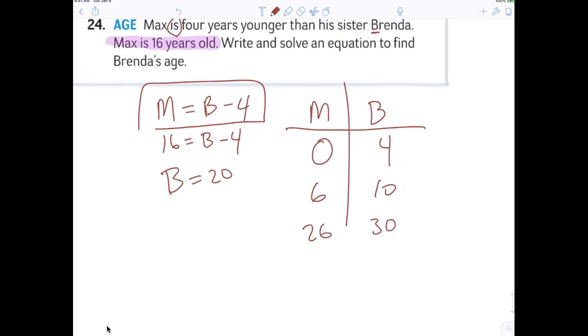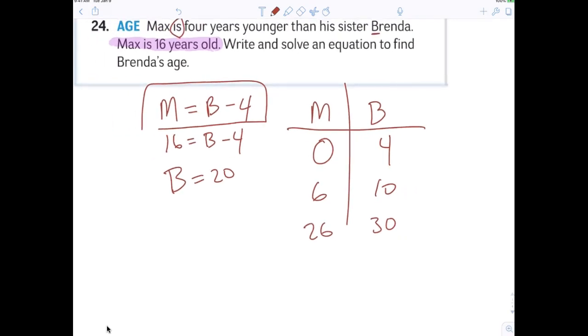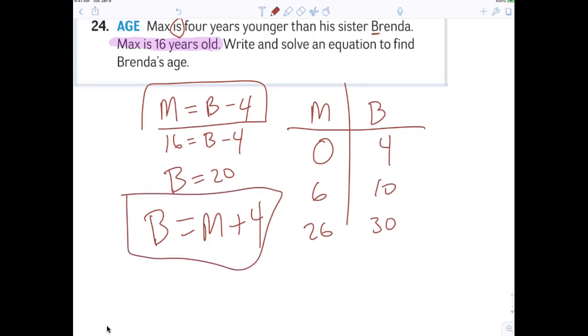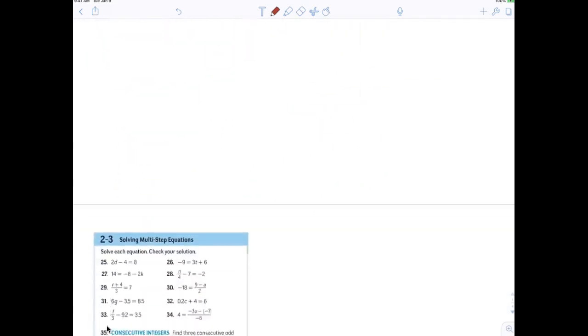Instead of writing M equals B minus 4, B is also what? What could B be? Come on now, some of you guys not listening. M plus 4. You are awesome. That is exactly right. Thank you for listening. Brenda is 4 years older than Max. Everybody good with that? Yes. Actually, you could either write the top one or the bottom one. That's brilliant.